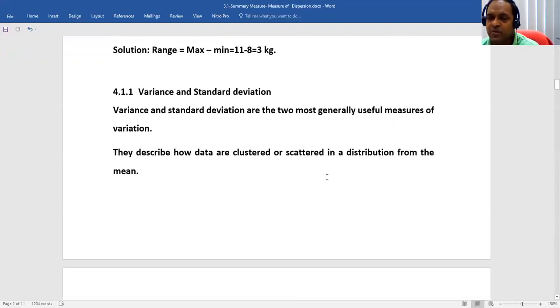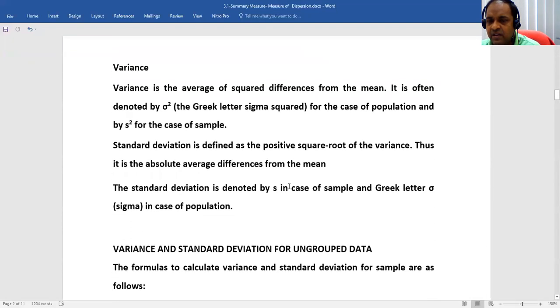Now come to the most important ones, the measures of variability: variance and standard deviation. These are the two most important and widely used measures of variation. So what is variance? Variance is a measure of variability. This is the average squared difference from the mean. So remember that variance is the average squared difference. You get some difference, you square it. It is denoted by sigma square, a Greek letter sigma squared, or maybe S square.